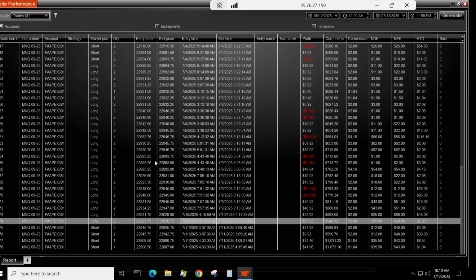A few more trades on this date. No, it's just two really. Long 443.